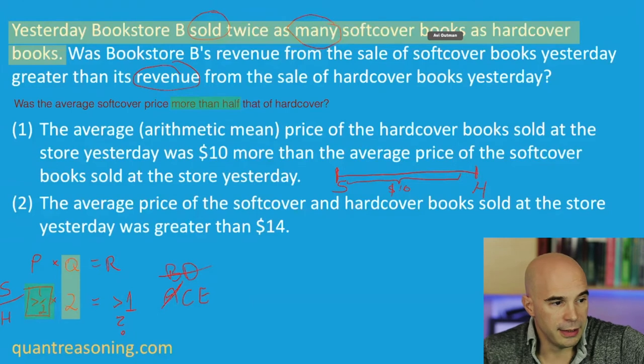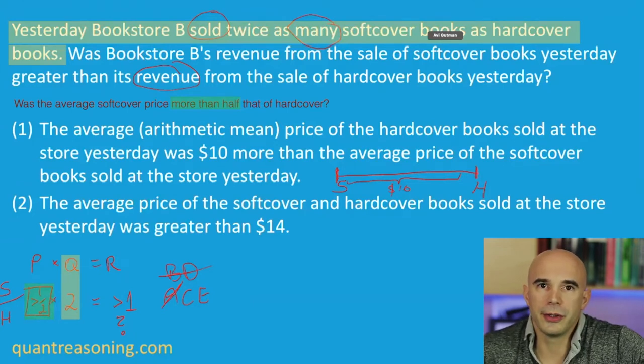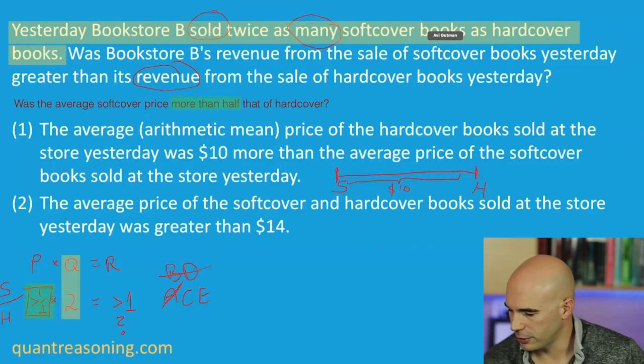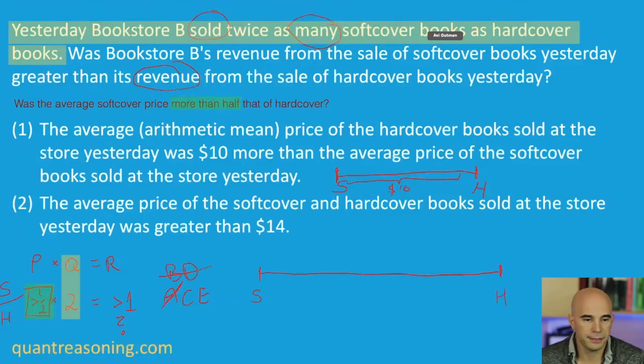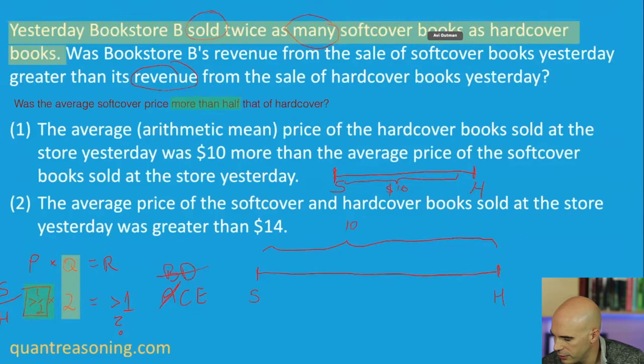I'm ready to combine these statements. I know from statement 2 that the average prices of softcover and hardcover are going to fall on either side of $14. So I'm going to draw a number line here. And I'm going to say, here's softcover, here's hardcover. I also know that the total distance of that number line, that range, is $10. How do I know that? From statement 1. And I know that 14, the actual number $14, falls somewhere inside this number line.